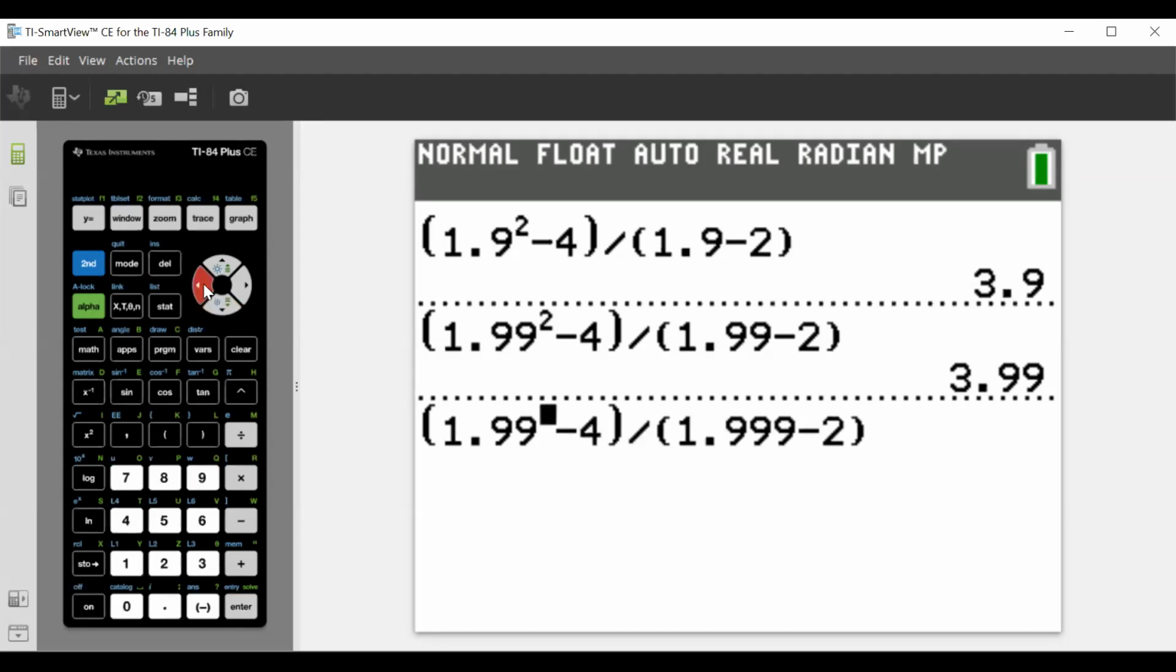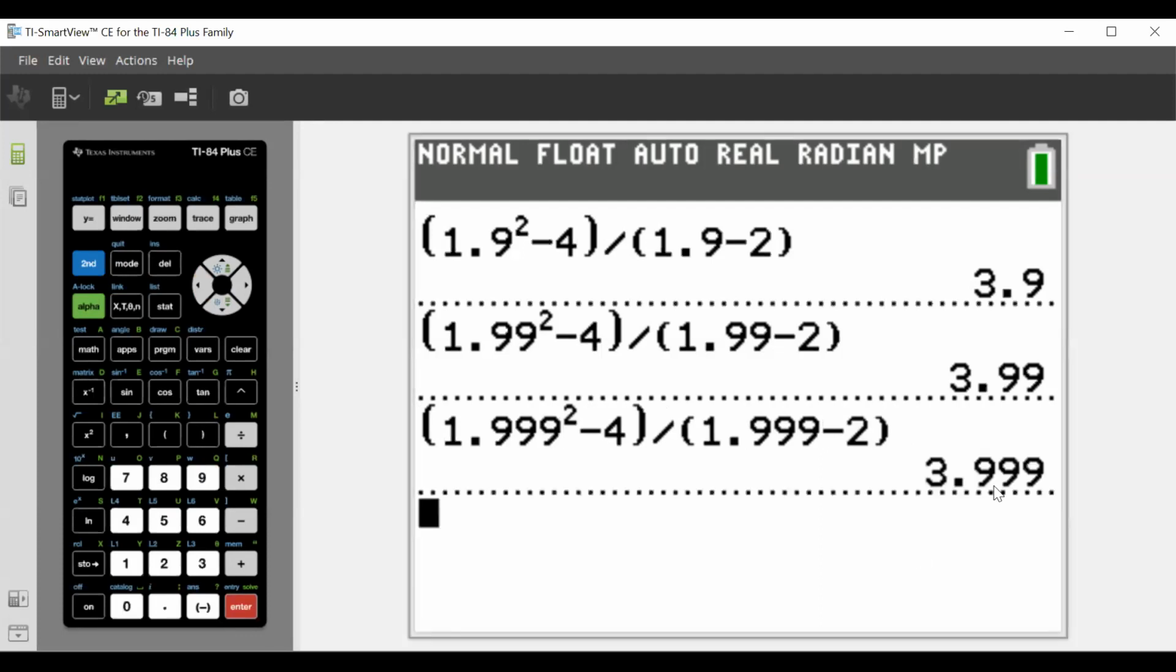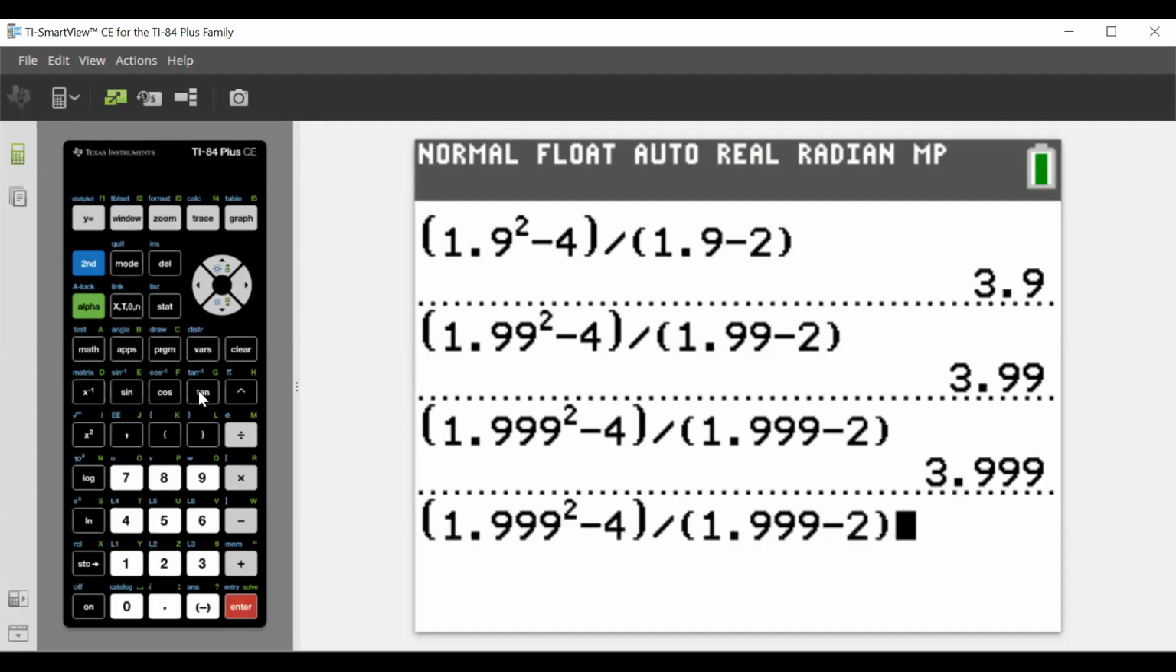And maybe it'll let me do that without having to do that. So as you can see, now we're at 3.999. And again, the next one will have 4 9s, so I won't do that one. All right, so let's go back.